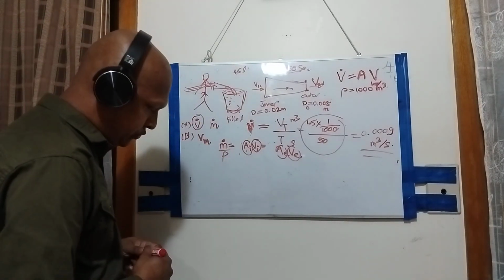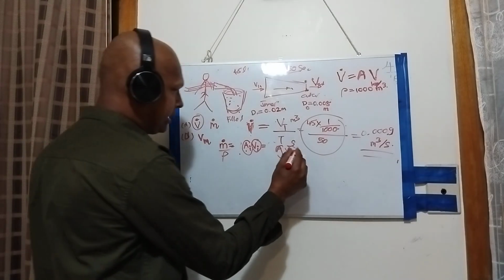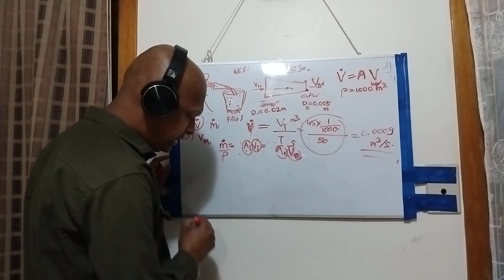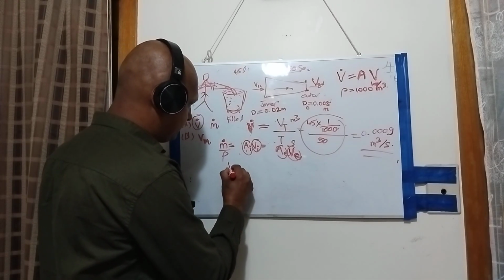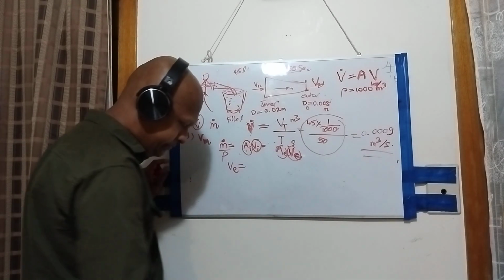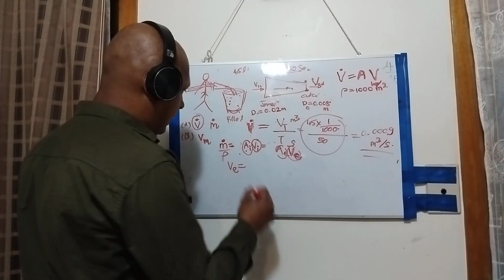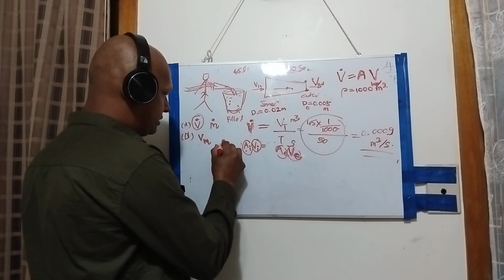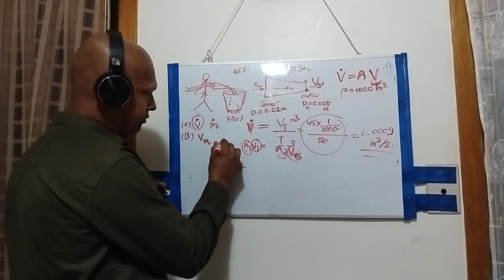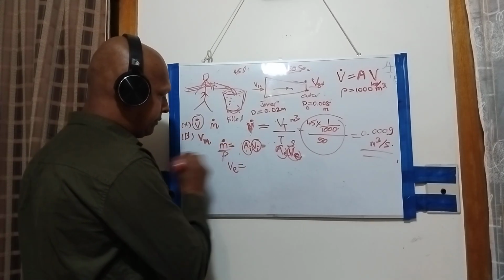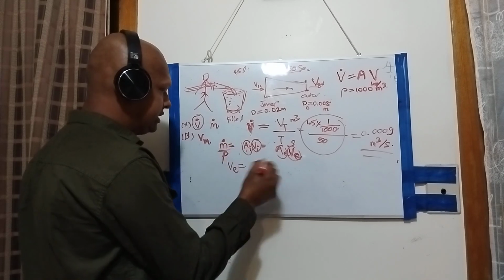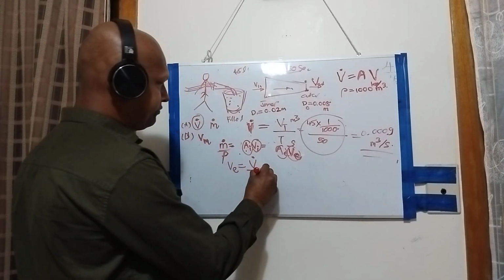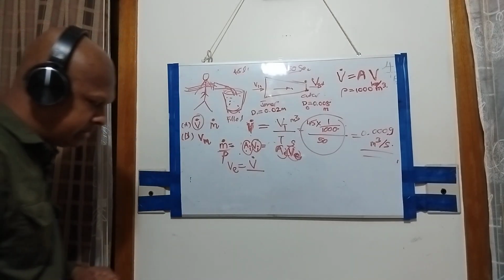Now let's calculate V_e. So V_e equals, this is pretty much the volume flow rate. The mass flow rate divided by the density is the volume flow rate. So volume flow rate divided by A_e.